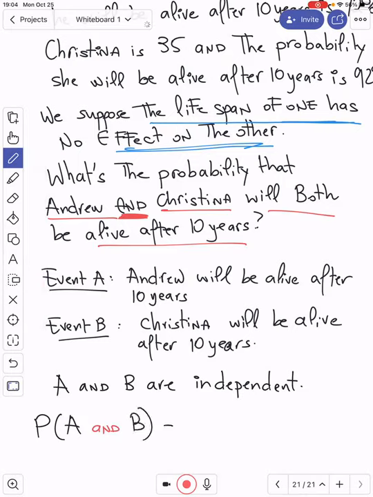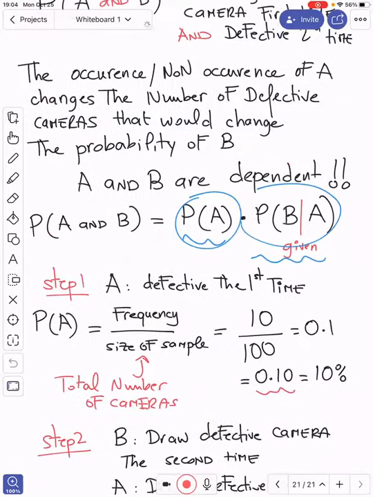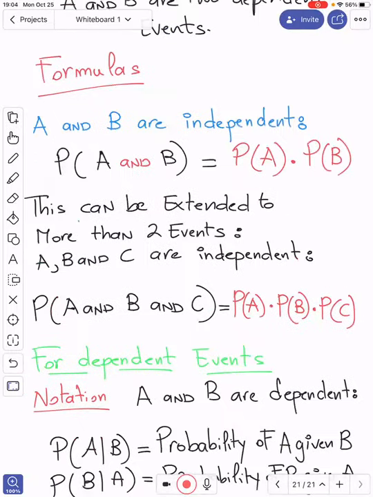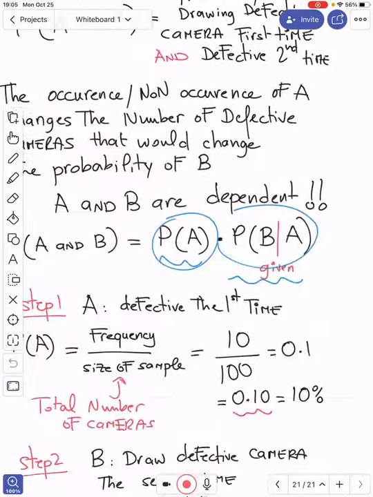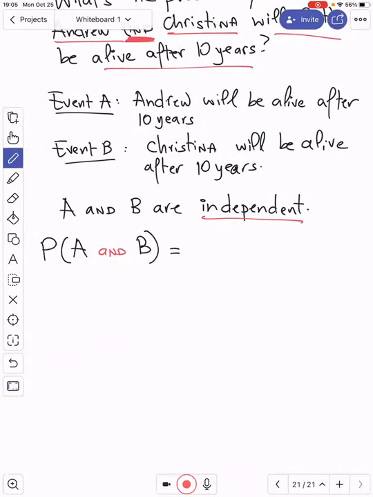So because the two events are independent, for independent events, the probability of A and B is just the probability of A times the probability of B. So what's the probability of A?